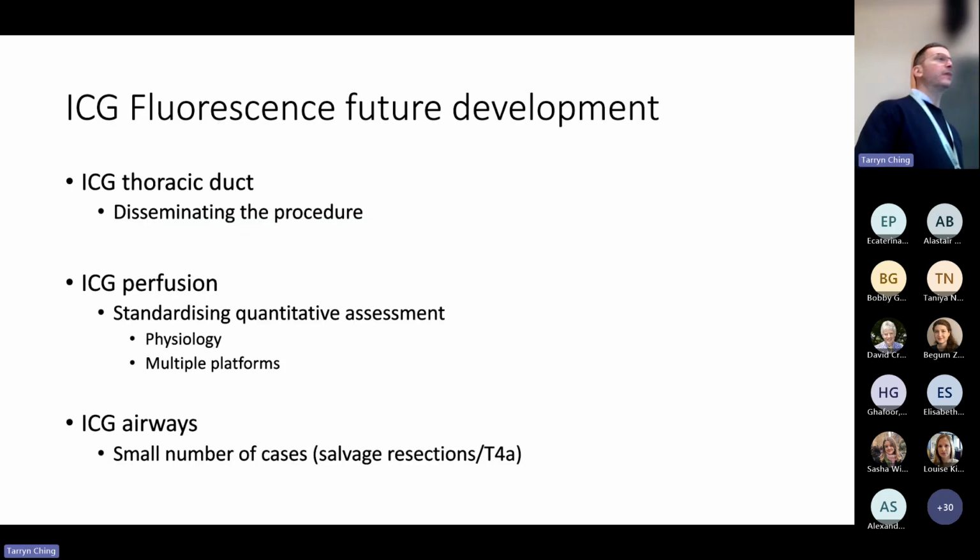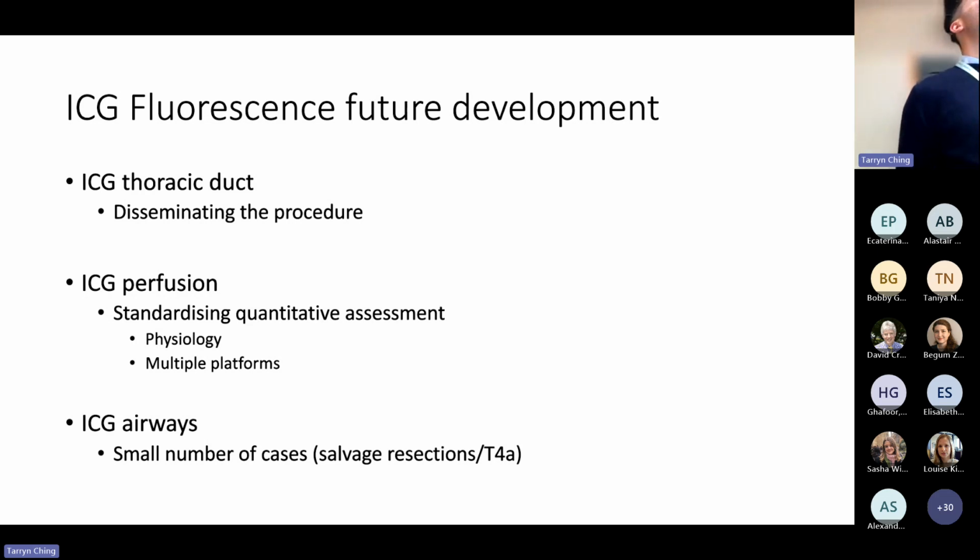I've reached nearly my conclusion. So ICG fluorescence for OG, ICG thoracic duct identification, I think we are at the stage of just disseminating this procedure that is very well standardized and very effective. ICG perfusion, I think has got huge potential, but until we have a quantitative assessment of the ICG, we are going to be missing the baseline, and that is a major weakness.